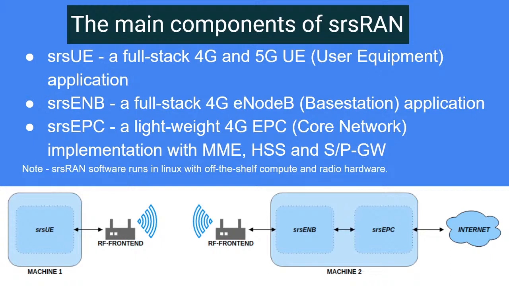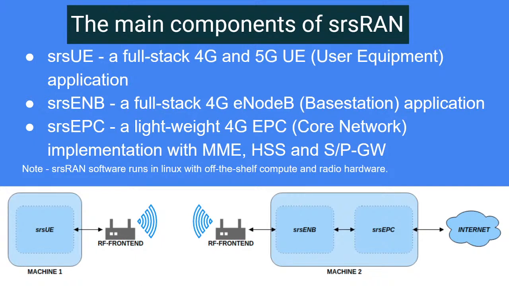So the main components of the SRAN software include the user equipment, which is the smartphone, and the implementation includes a full stack 4G and 5G user equipment. Full stack means it has the physical layer implementation, the MAC layer implementation, and the network to the transport, I believe. And SRS eNodeB also has the full stack 4G eNodeB base station: physical layer, MAC layer, and the transport layer.